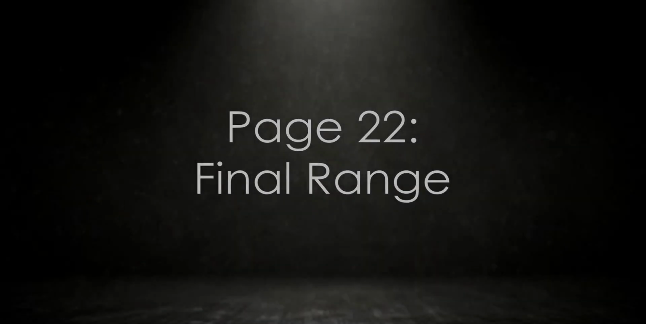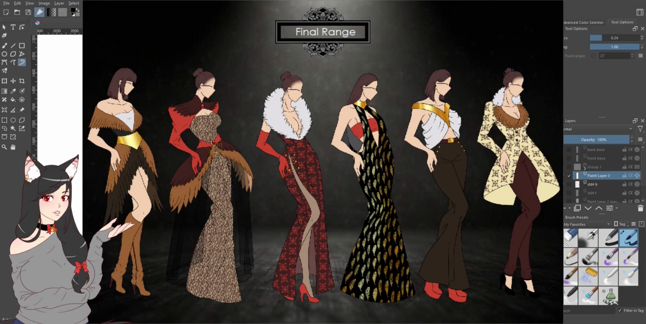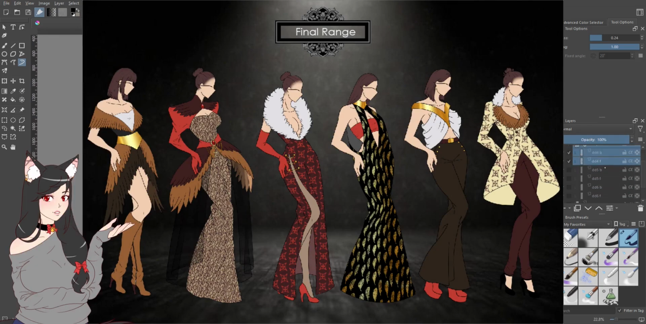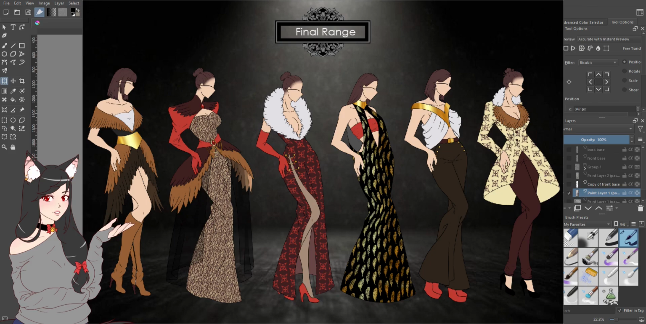Page 22, Final Range. The final range is where you pick which ones from your design developments you think looks best, and you colorize them with patterns if they have any.